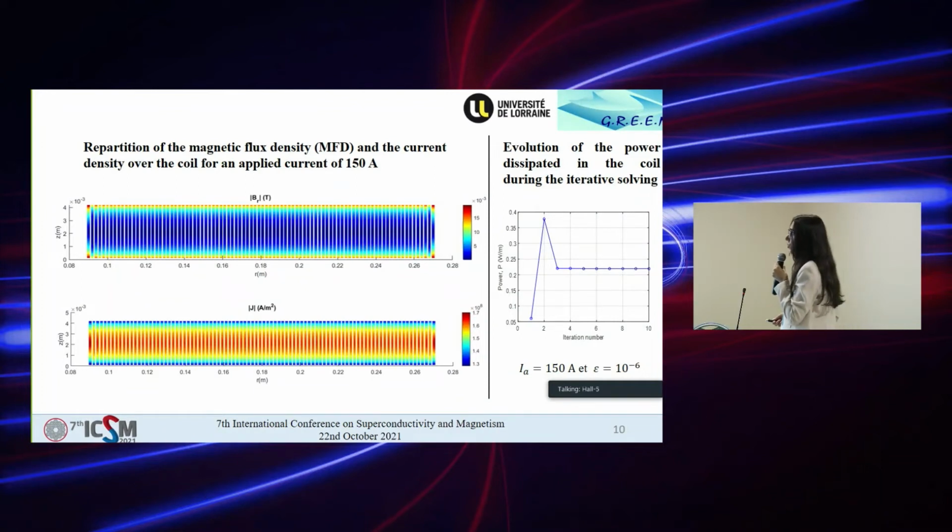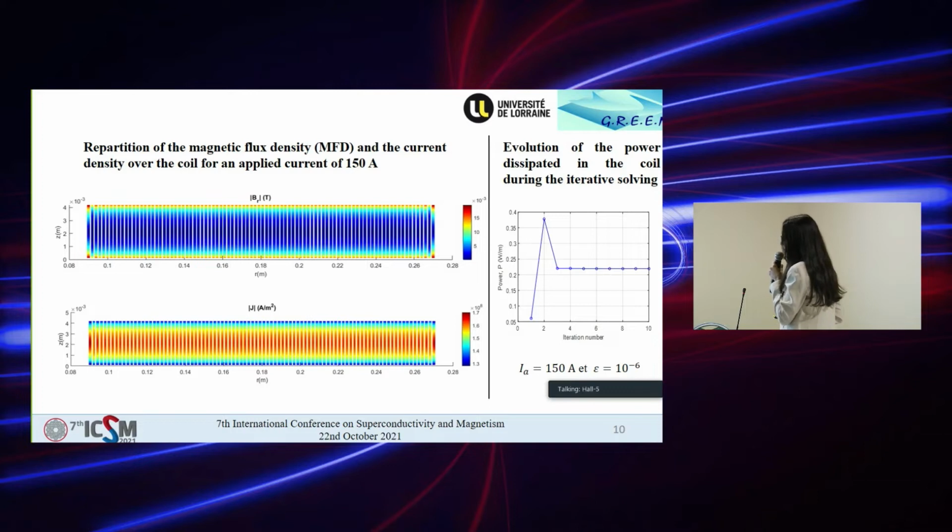Here is the distribution of the radial component of the magnetic field and the current density over the coil for an applied current. So we can see that the magnetic field in the central region is low, and the current is maximum in the center. But at the edges of the tape, the situation is reversed. So we have maximum field and minimum current.